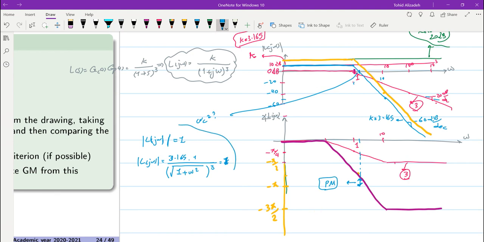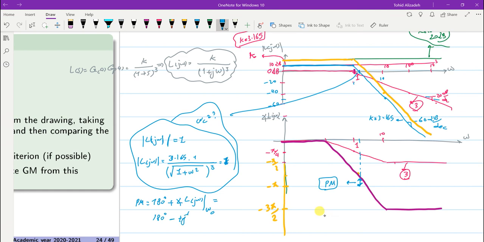If you want to calculate it, once we have the omega c here, we would need to find out phase margin as 180 degrees plus phase of L of j omega at omega c. And phase of L of j omega will have 180 degrees minus inverse tangent of omega c over 1. So once we have the value for omega c, the exact value for phase margin will be also obtained.